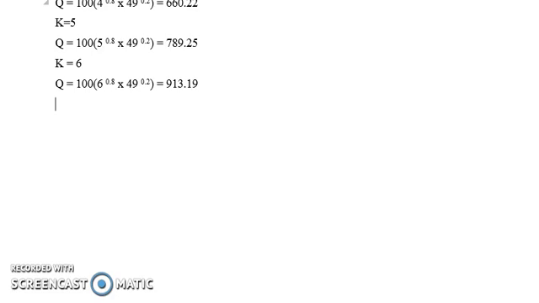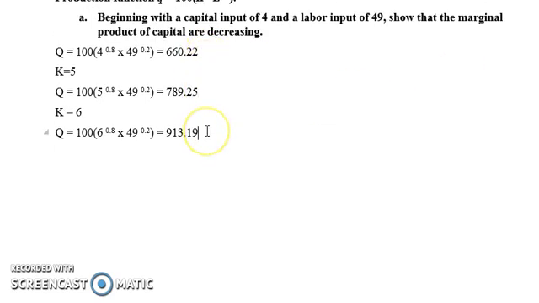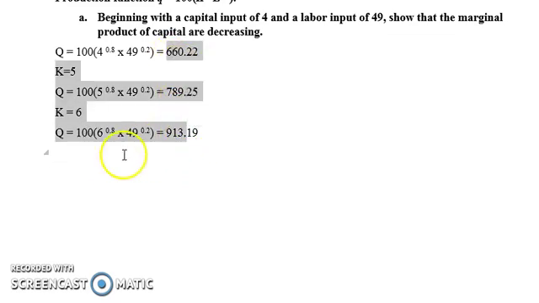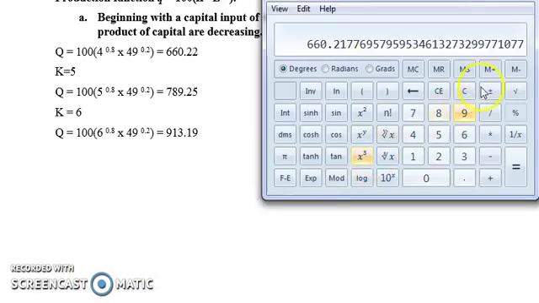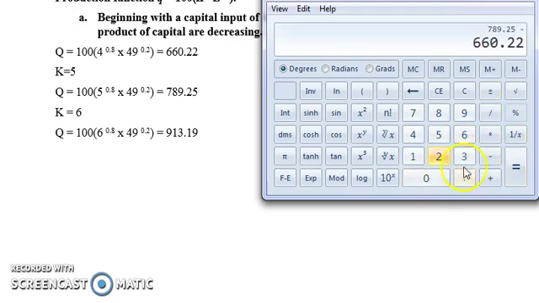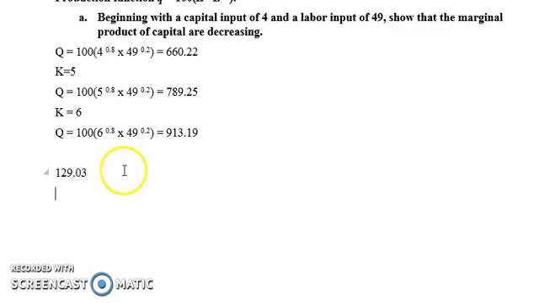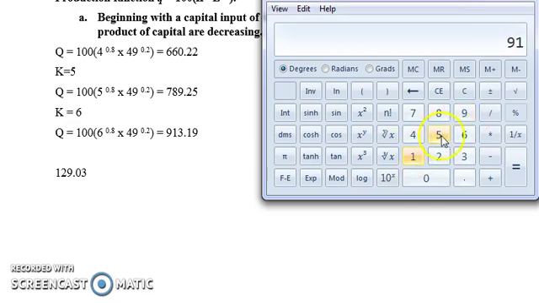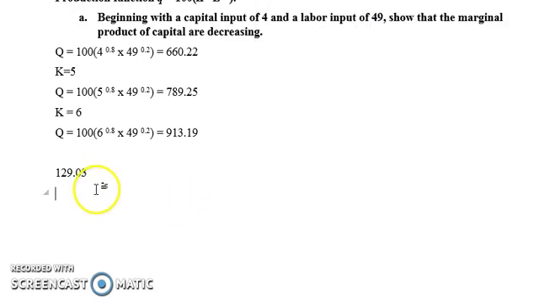So now if you want to check if the marginal product of capital is increasing or decreasing, what do we have to do? We're looking at the output because we've changed the capital input. Now we look at the values of the output and the change in the values of the output. So the first one is 789.25 minus 660.22, which is 129.03, and the second one is 913.19 minus 789.25. So the marginal product of capital is 123.94.